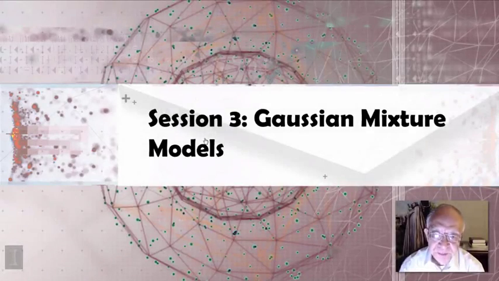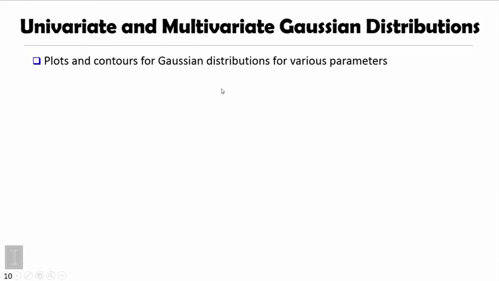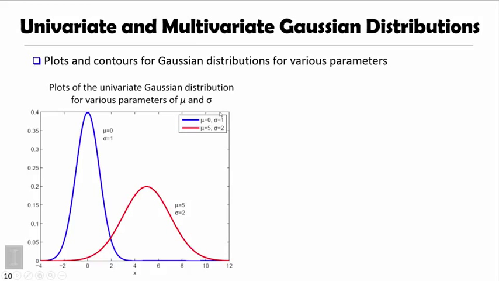In this session, we are going to introduce Gaussian mixture models. That means we'll assume all the clusters formed based on the Gaussian distribution with different parameters. We will first look at the Gaussian distribution for univariate, that means for a single variable, and for multivariate, that means for multiple variables. We first draw some plots and contours for Gaussian distribution.